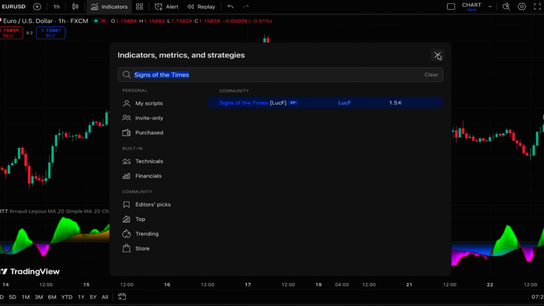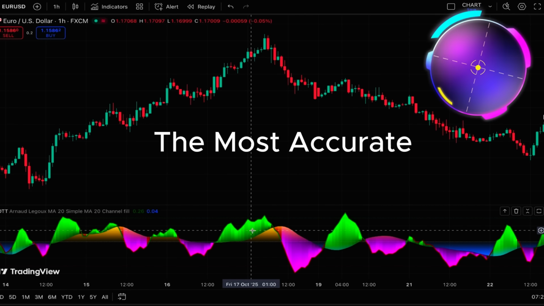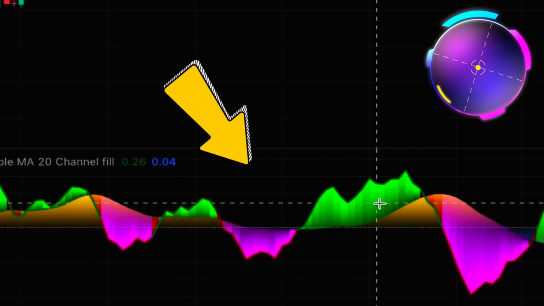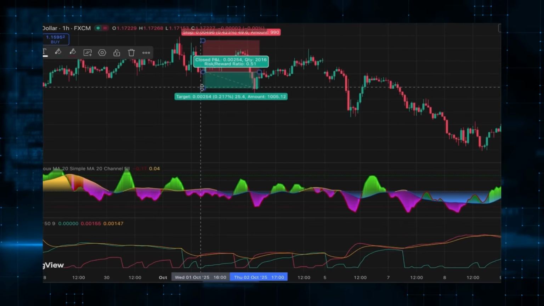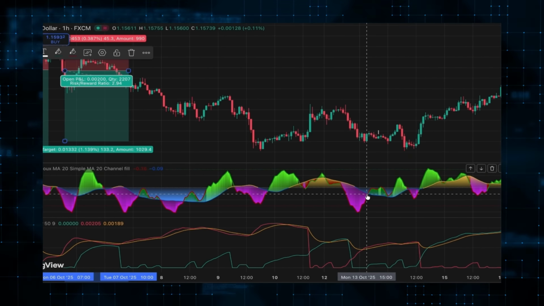This is one of the best indicators on TradingView that can effectively help you to find the most accurate buy-sell signals ever. First, I explain the components of this indicator and how you can interpret it, and then I will teach you a trading strategy based on this indicator that is very accurate and profitable. Just make sure you watch this video until the end, and let's get started.